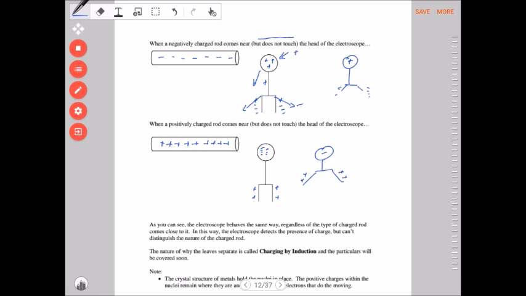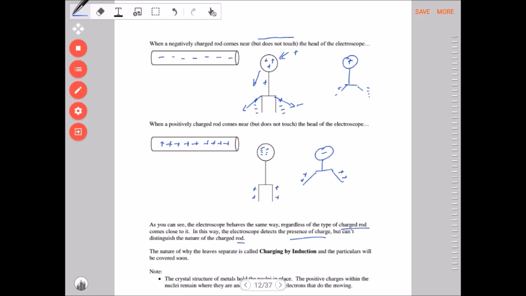So remember earlier we said that electroscopes are very good at detecting if there's charge present, but they don't do a very good job of telling whether there is a positive rod that's close or a negative rod that's close. As you can see, the electroscope behaves the same way regardless of the type of charged rod that comes close to it. In this way, electroscopes detect the presence of charge, but can't distinguish the nature of the charged rod, because all you'll be able to see is the leaves spreading apart. It'll happen that way with positive and negative rods.